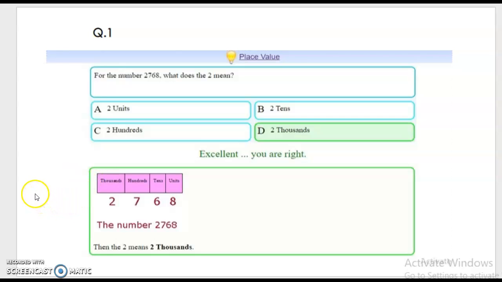One question is there for the number 2768. I will not pronounce which number this is. I will talk about 2768. What does the 2 mean? Means what is the value of 2? Is it 2 units, 2 hundreds, 2 tens, or 2 thousands? So the answer will be 2000. Next.